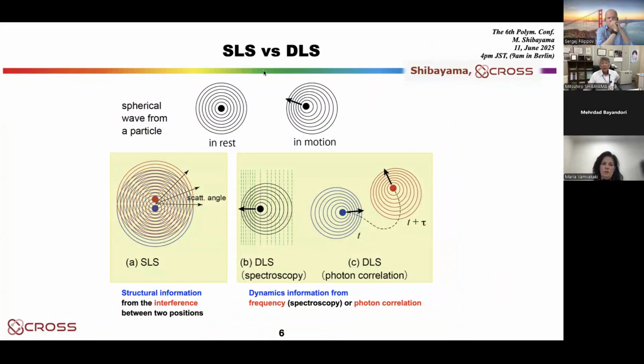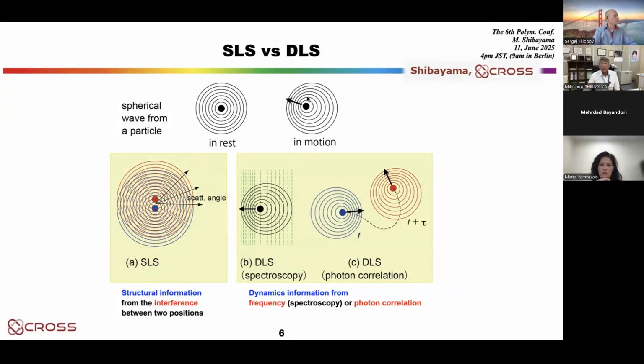This is another aspect of static light scattering and dynamic light scattering. In the case of static light scattering, the particle is at rest, and it generates a spherical wave from the particle. Then, by getting interference between the two particles, blue and red, we can get structural information from the interference of the two waves.